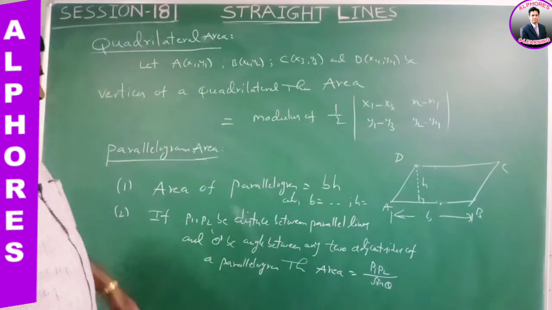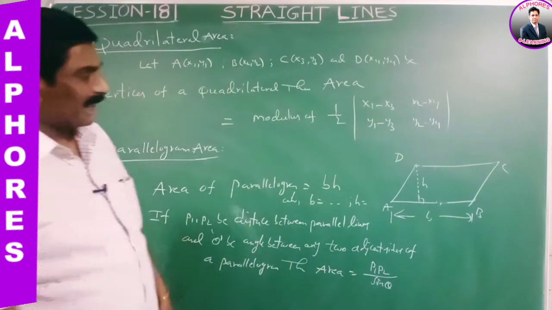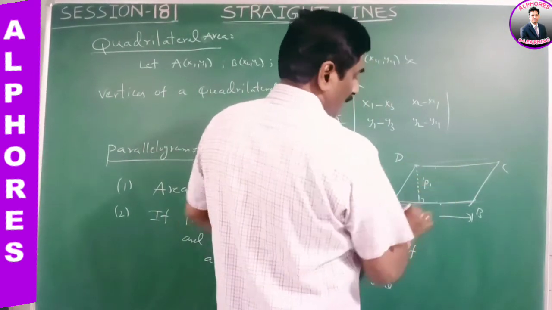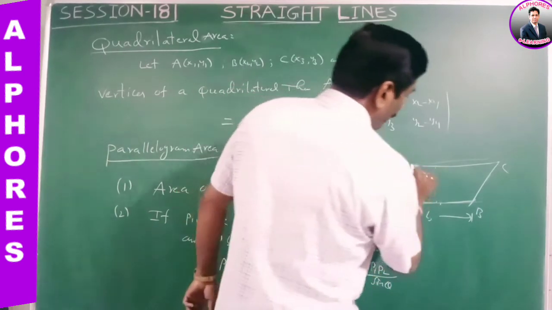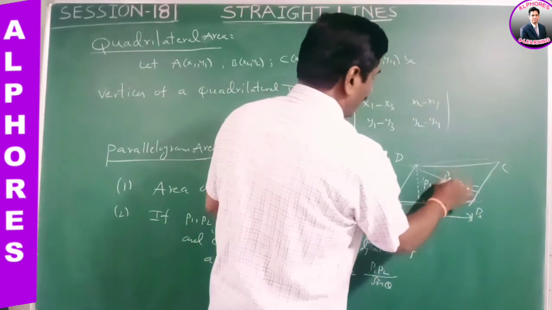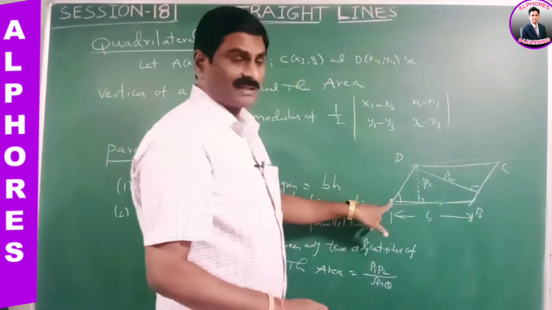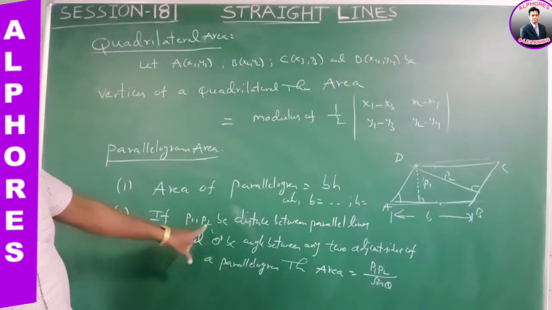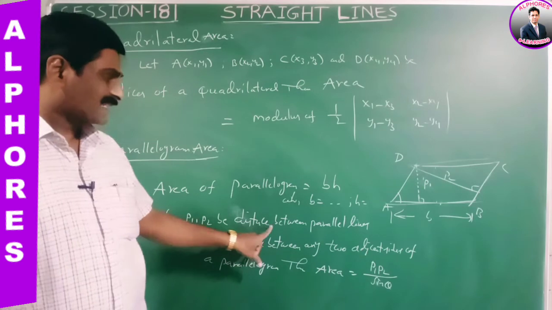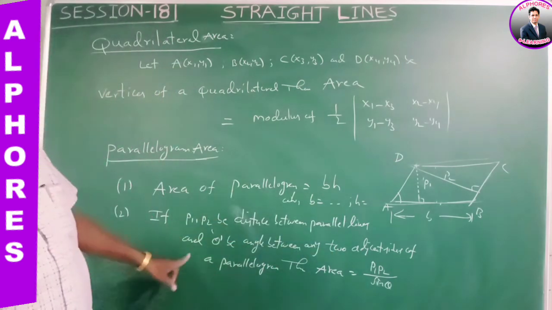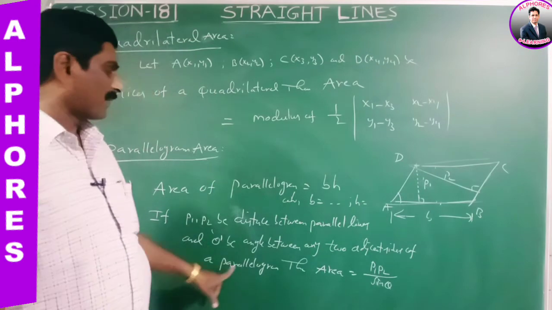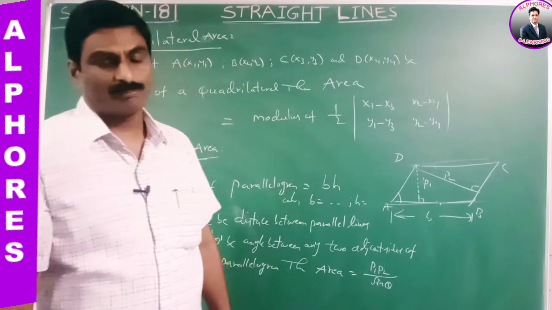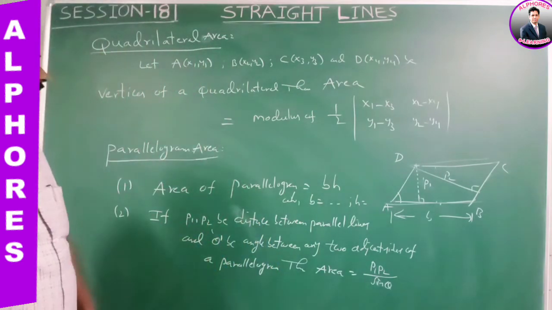Okay, next. If P1, P2 are the perpendicular distances, that means these are the parallel sides. If P1 is the distance between these two parallel lines and P2 is the distance between another two parallel lines and theta is the angle between any two adjacent sides, then the area of the parallelogram is P1 P2 by sin theta. Please note this value. If P1, P2 are the distances between the parallel lines and theta is the angle between any two adjacent sides of a parallelogram, then the area of the parallelogram is equal to P1 P2 by sin theta. Okay, please note this value.